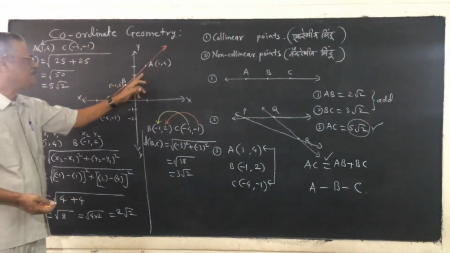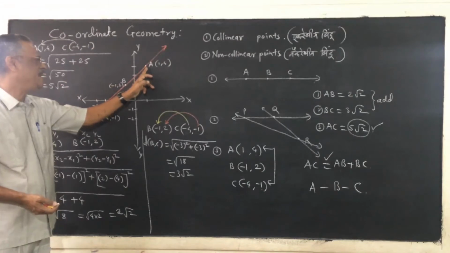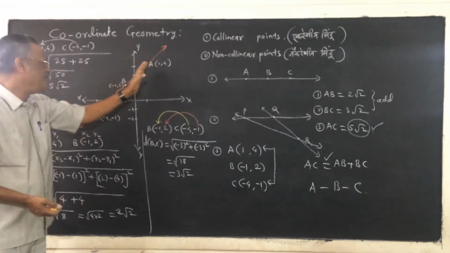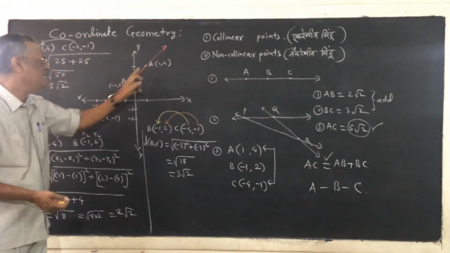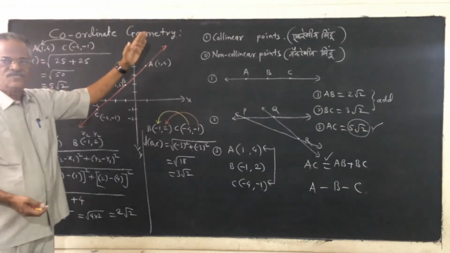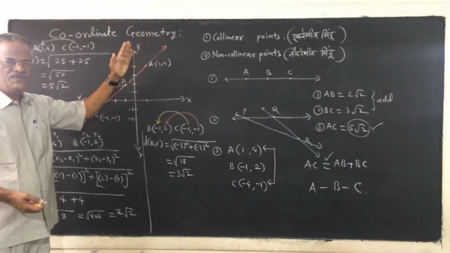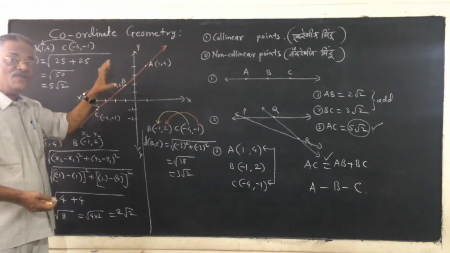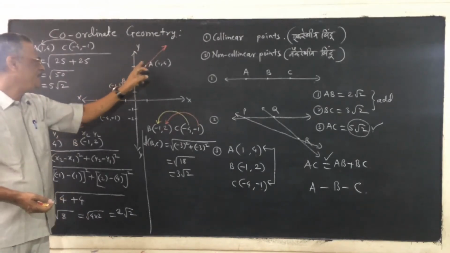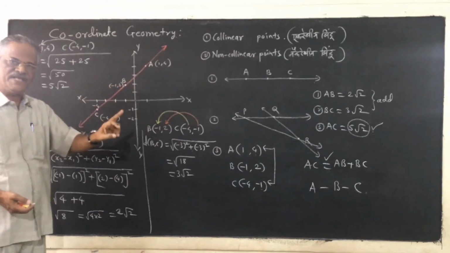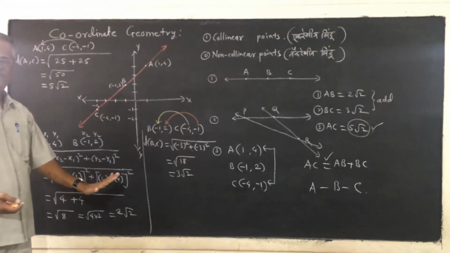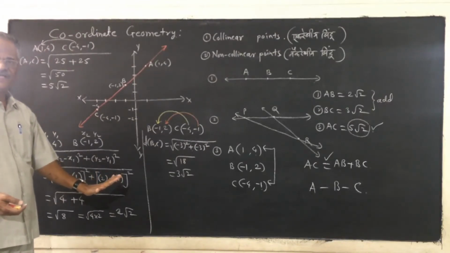By the graphical method, already we have seen that A-B-C, B is between A and C. There is a line A, B, C. 3 points are there. There is a line. So they are collinear. So what is proved here? Points A, B, C, 3 points are collinear. That is proved by using the distance formula.